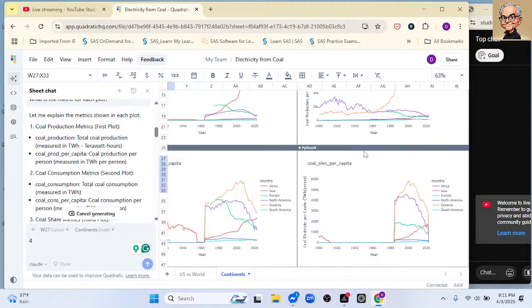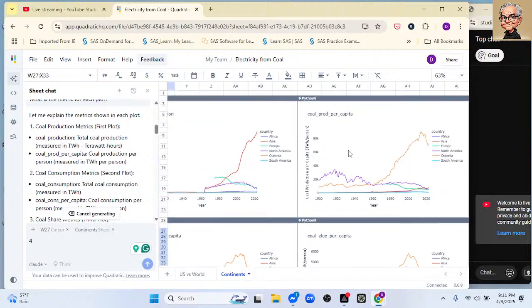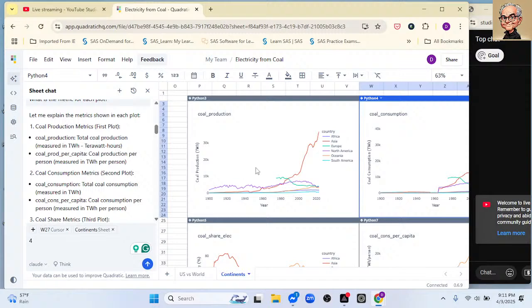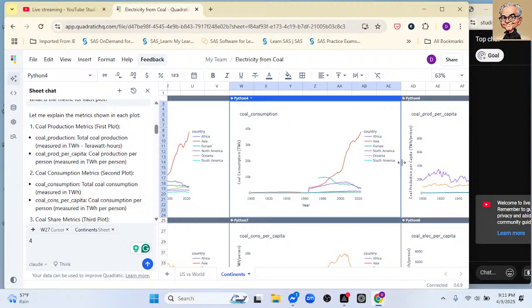Okay, change the plots, which we did. I should have said create 3 new plots, shouldn't I? Okay, so coal production per capita. What's this one over here then? Well, so there are coal production, coal consumption, coal production per capita. Once again, we see Asia had a huge increase in coal production per capita.